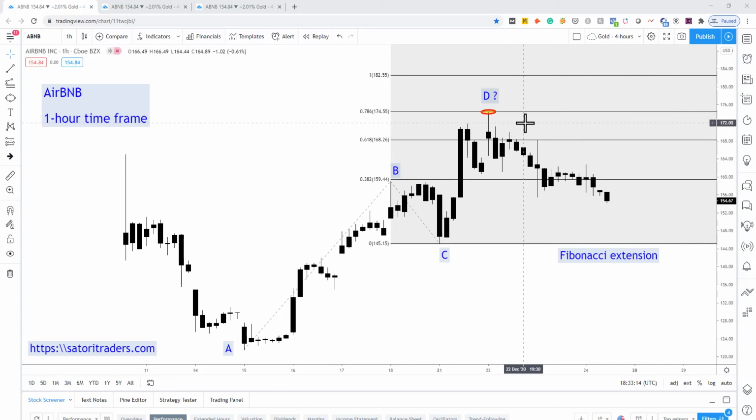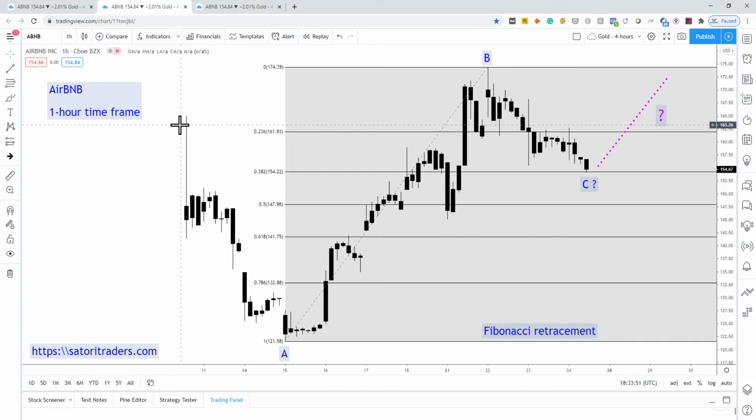Let me also point out that if we were to believe that this was a valid application of this tool, we would note that now the last level of potential support has failed, and that would suggest that price is headed all the way back down to the start of where we drew the tool, at least to this C point, which is another $10 lower. So anyway, that's not a very bullish perspective in this chart.